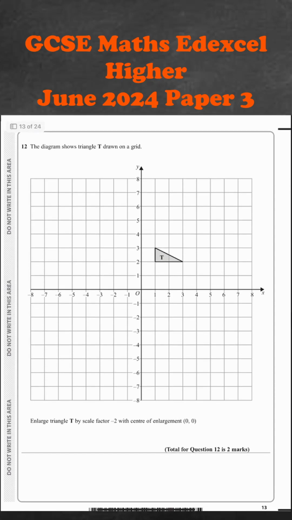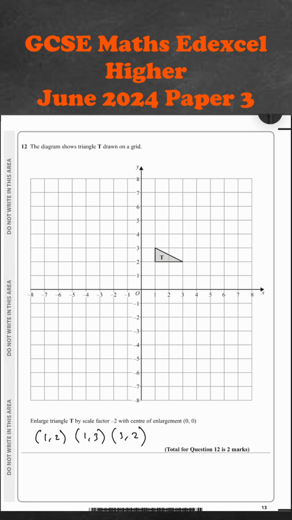Question 12. The diagram shows triangle T drawn on a grid. Enlarge triangle T by scale factor -2, with center of enlargement 0, 0. So what I'm going to do is write down the coordinates of T, which are 1, 2, 1, 3, and 3, 2.